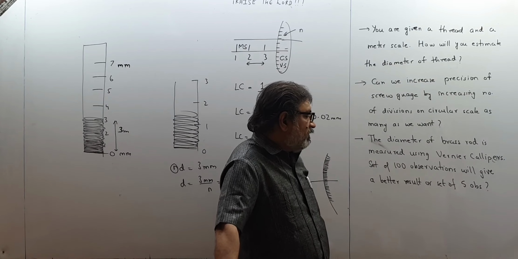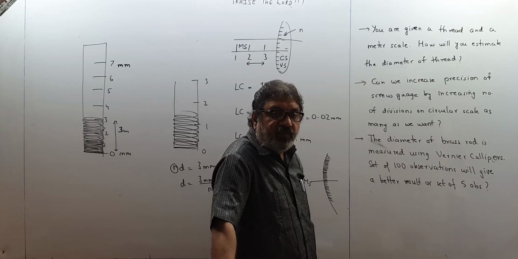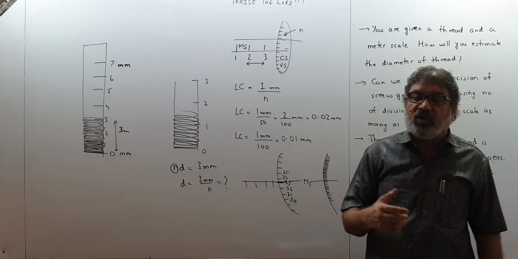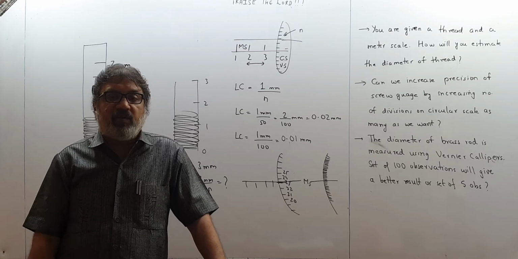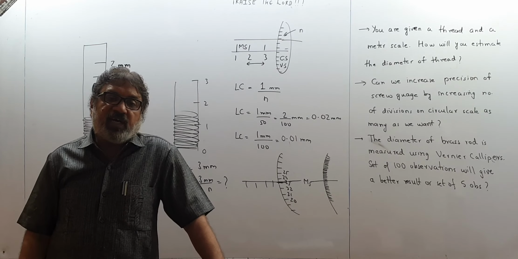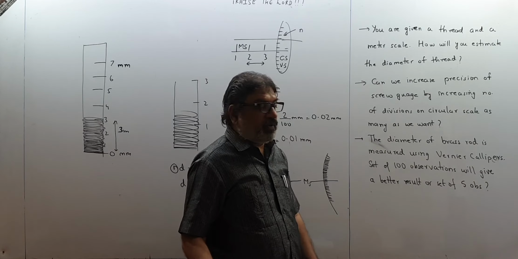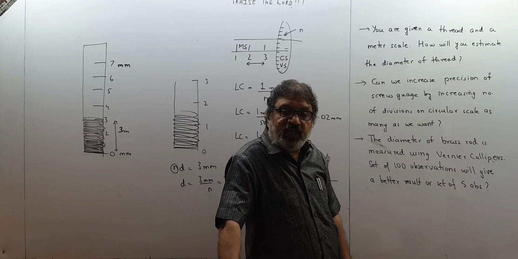Will a set of 100 observations give a better result, or a set of 5 observations? Children, I have already told you when I was teaching the topic of errors. We increase the number of observations, we take repeated observations, only to decrease the amount of random error. Random error has no source; it is very difficult to identify the source of random error. So only to decrease the amount of random error, we are taking repeated observations. So definitely the set of 100 observations will be better than the set of 5 observations, because more and more observations will lead to a decrease in random error, and therefore we try to minimize the random error by taking repeated observations.